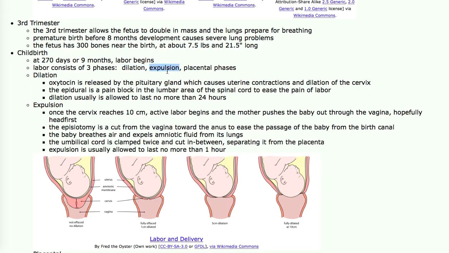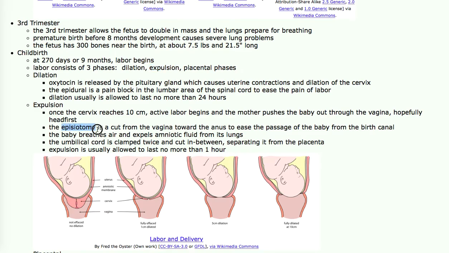Expulsion is where a woman actually squeezes as hard as she can and pushes the baby out. That usually doesn't last very long. Dilation can last almost a day or more. Expulsion usually lasts less than an hour, where rhythmically every minute to 3 minutes you're pushing with all your might to push the baby out of the body.